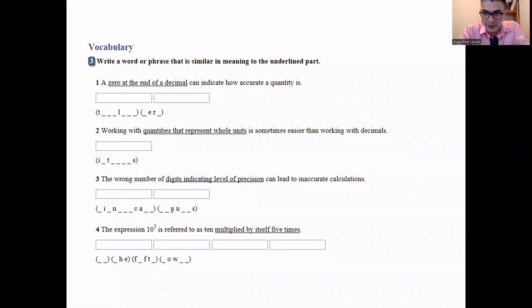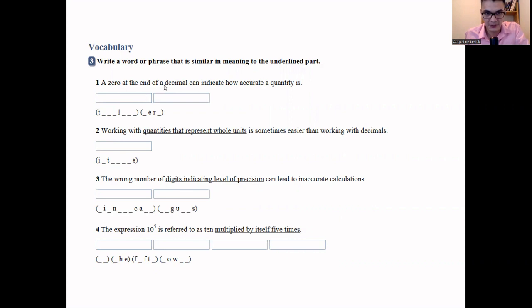For the first vocabulary segment of this unit, I want you guys to write a word or phrase that is similar in meaning to the underlined part for each of the following sentences. So we have 4 sentences here, and for each sentence, they have an underlined segment. I want you to find the word or phrase that is similar in meaning to the underlined parts.